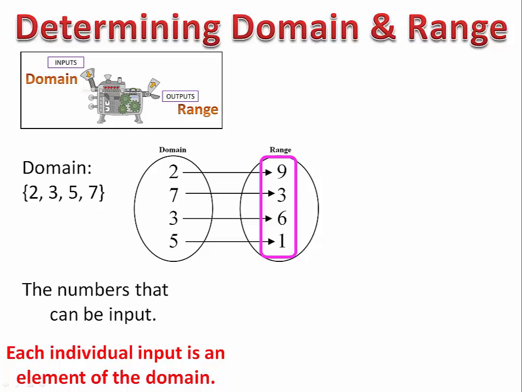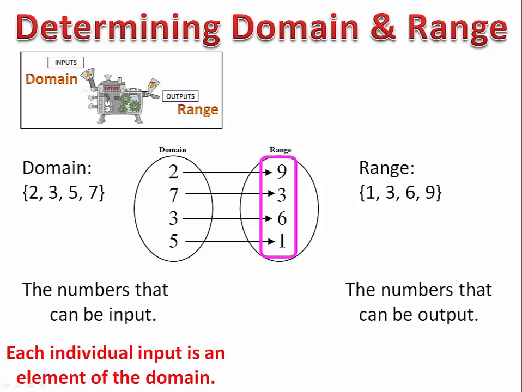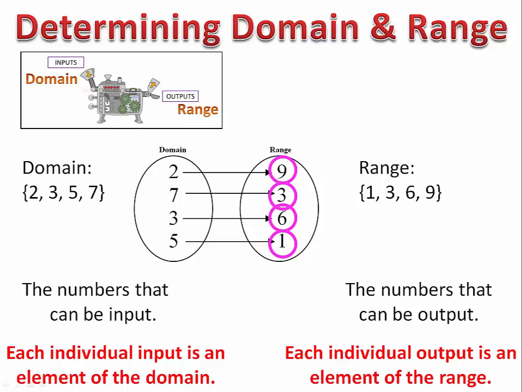The range is similar. We simply list out the elements 1, 3, 6, and 9. These are the numbers that the relation can output. Once again, each individual output is an element of the range. The word range refers to all of the outputs collectively.